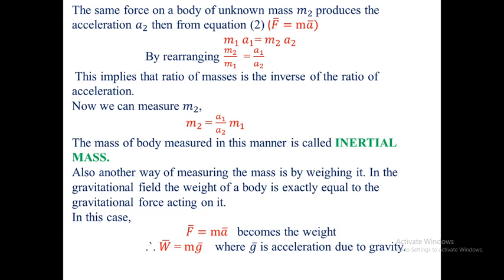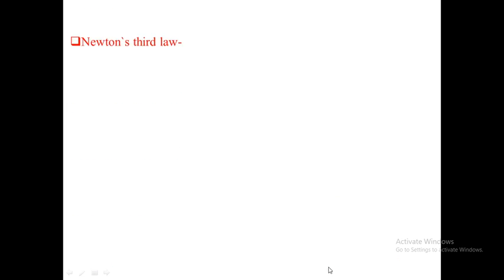So there are two ways of measuring mass. First is inertial mass, which we have already discussed, and second is gravitational mass. This is the mass which is measured under the gravitational field, when gravitational force acts on the object. Such a measurement of mass is known as gravitational mass. So this was all about Newton's second law.